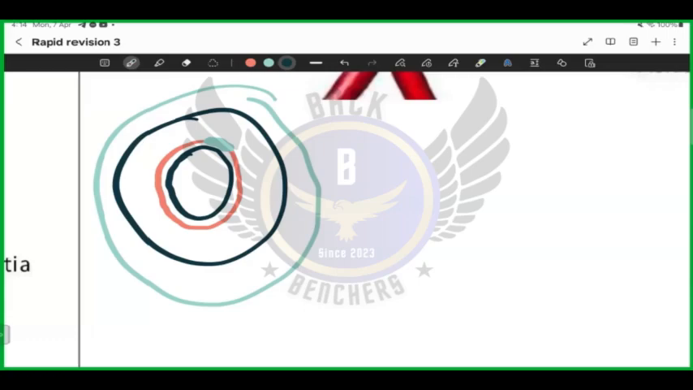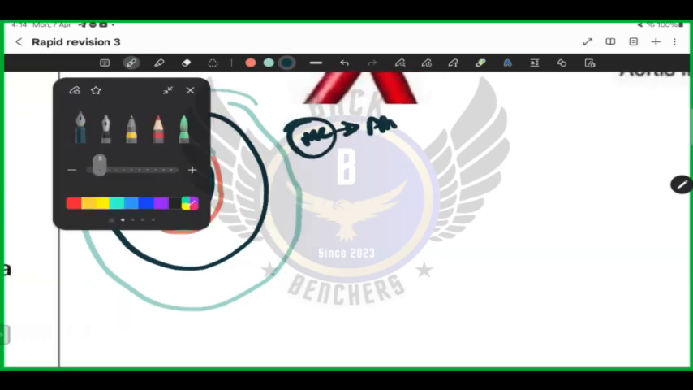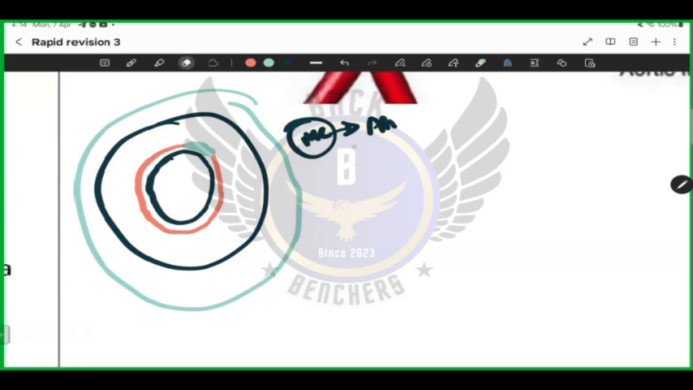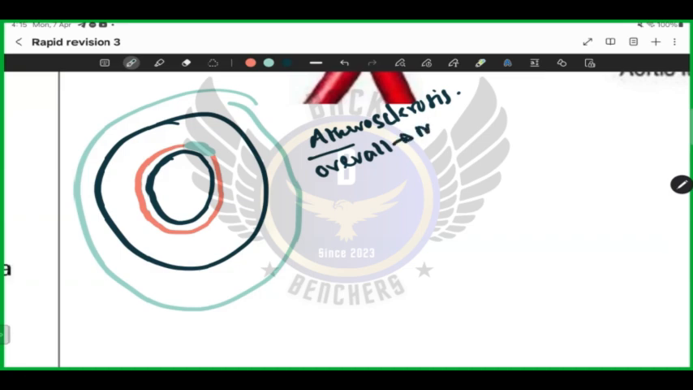Let me tell you what happens in aneurysm. Now, the most common cause of an aneurysm is atherosclerosis. Overall, if they ask you what's the most common cause of aneurysm, that's atherosclerosis. Actually, atherosclerosis is the most common cause.